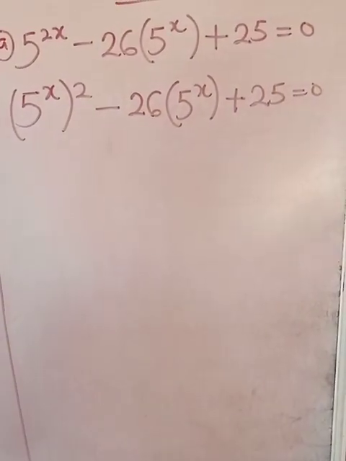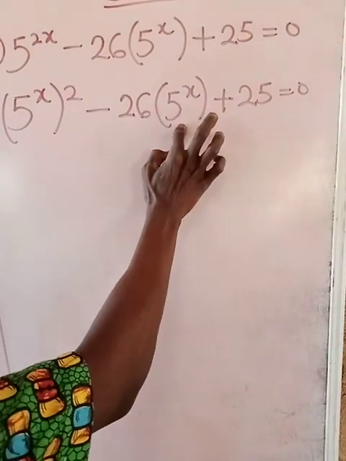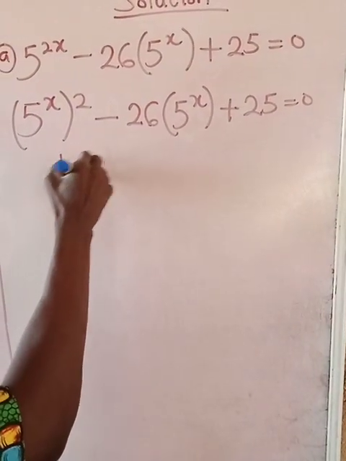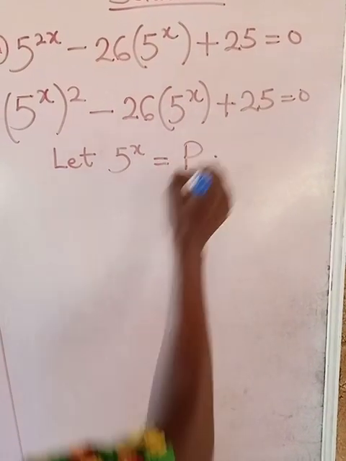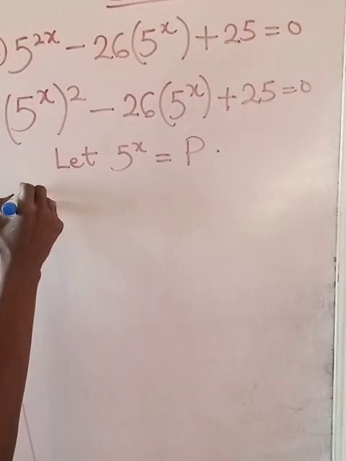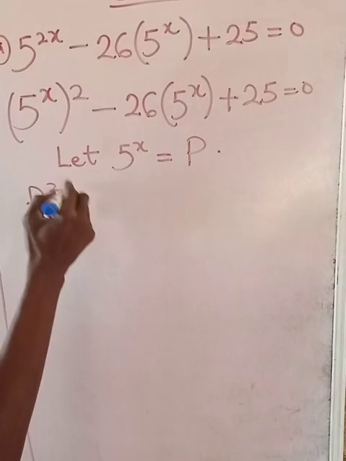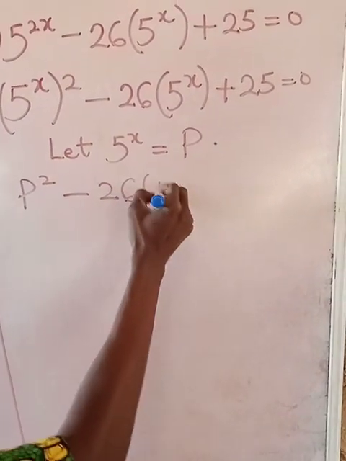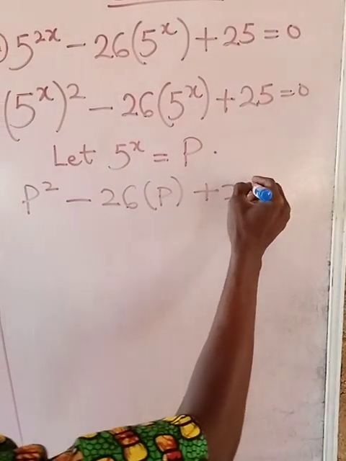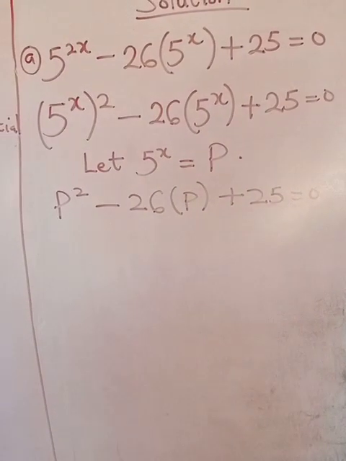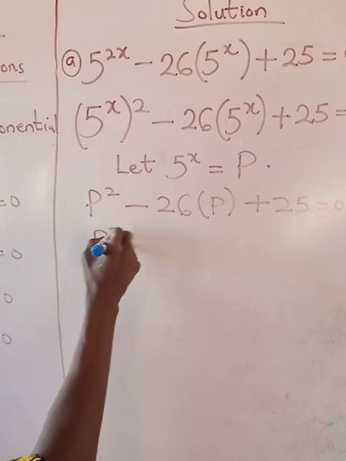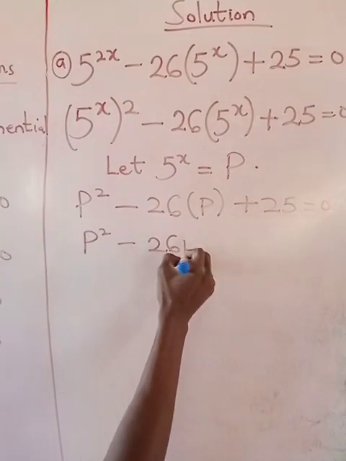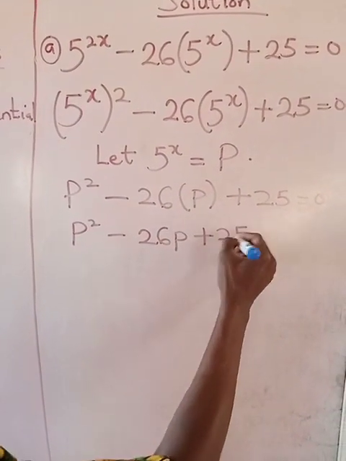You can see we have 5 raised to power x here and here. So can we say let 5 raised to power x be p. Now p squared minus 26 bracket p plus 25 equals 0. I hope you are getting it. This is now a quadratic equation. It has turned to a quadratic equation.